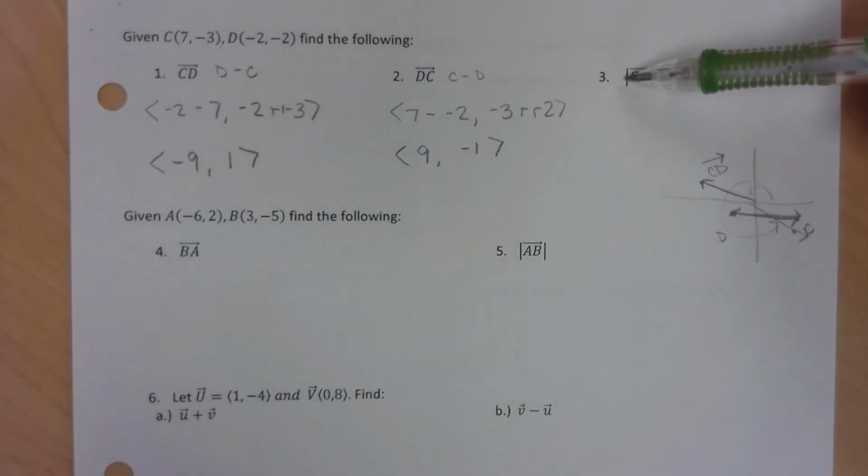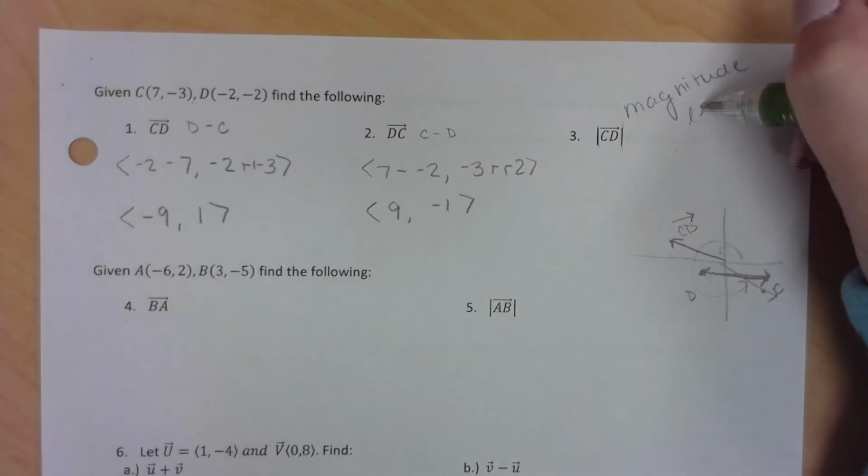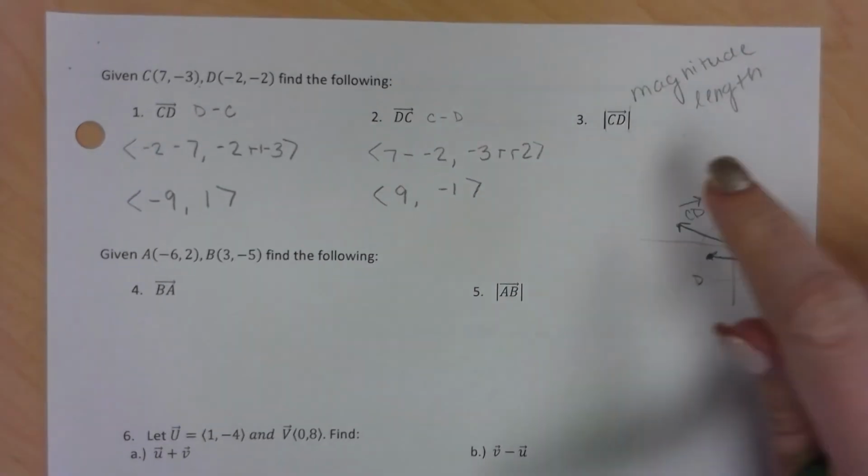Now, as I told you before, if we see these absolute value bars, that means magnitude, right? Which means the length of the vector.